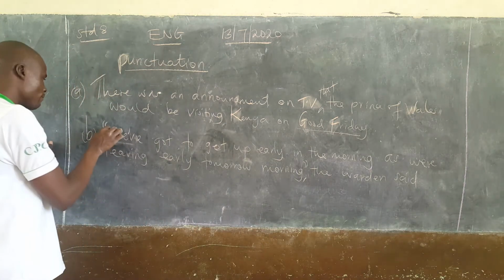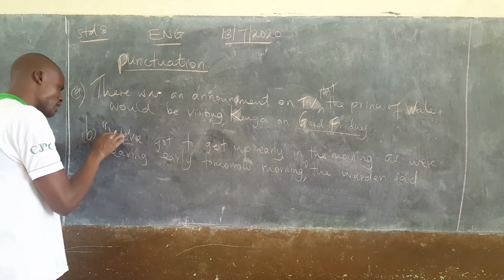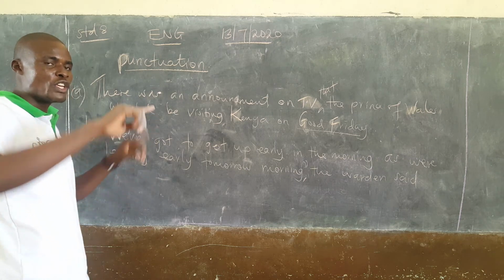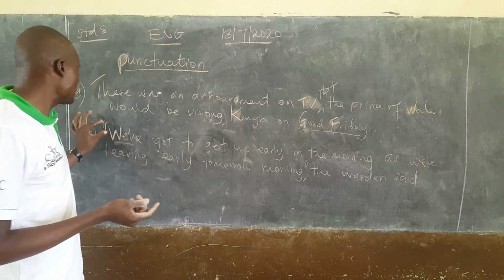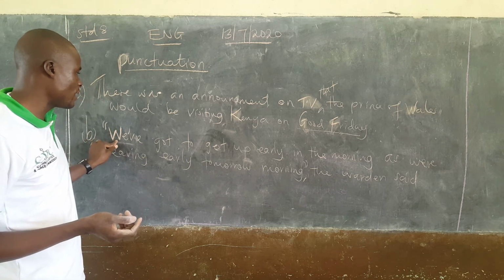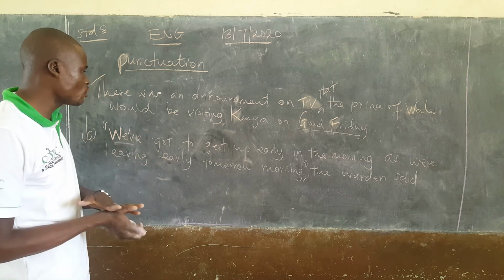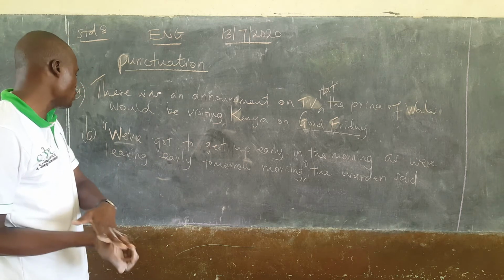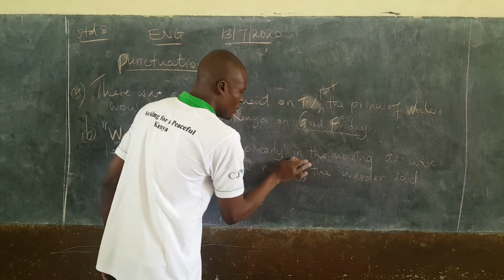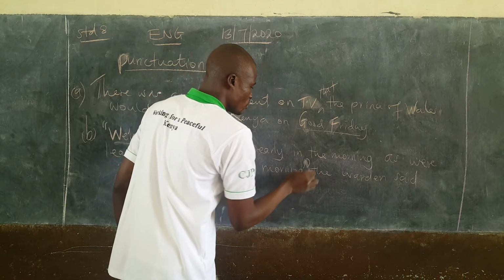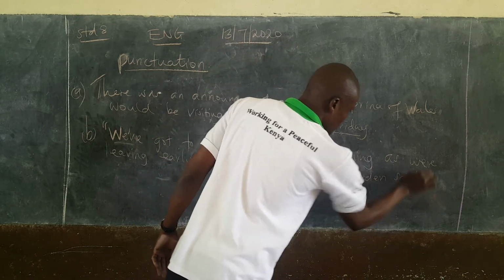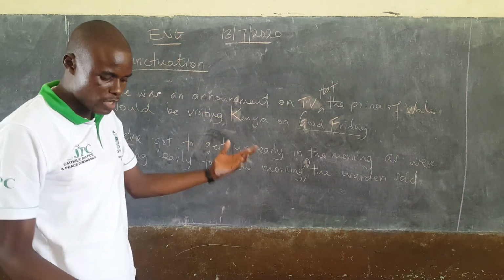And remember that at the beginning of any quotation mark, there must be a capital letter. Beginning of our speech, when the words are quoted, you must put a quotation mark, a beginning of quote, then a capital letter must be there, then you speak. "We've got to get up early in the morning as we were leaving early tomorrow morning," comma, then you put the end of quote, then the warden now, small letter, the warden said, full stop. Those words were spoken by the warden.